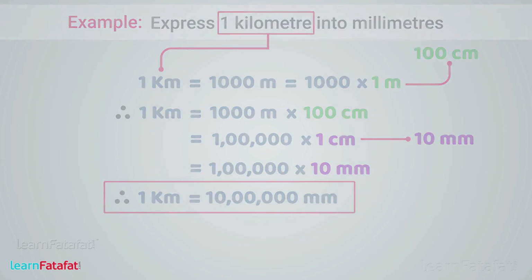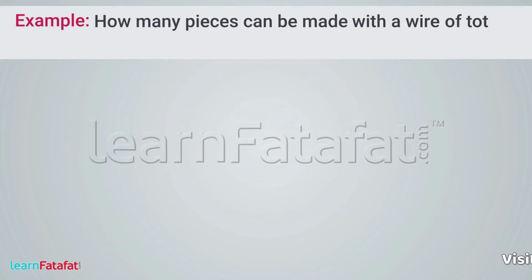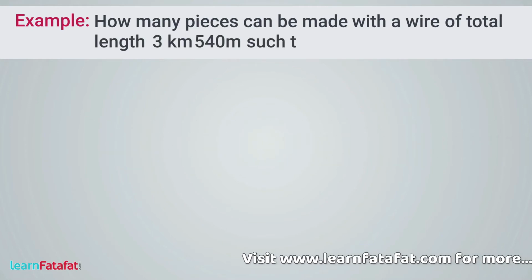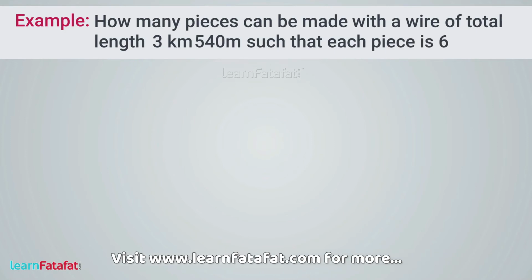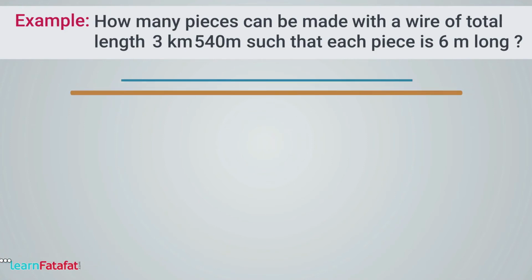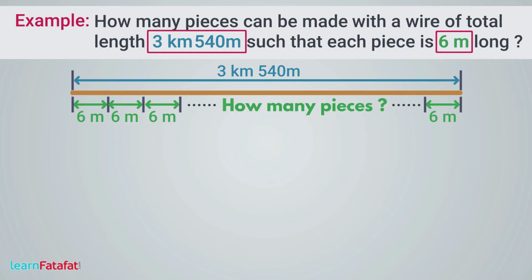Next example. How many pieces can be made with a wire of total length 3 kilometers 540 meter such that each piece is 6 meter long? Let's understand the question first. Suppose this is a wire of length 3 km 540 meter. We have to divide this wire so as to make 6 meter long pieces. We have to find how many such pieces we can make from the given length.